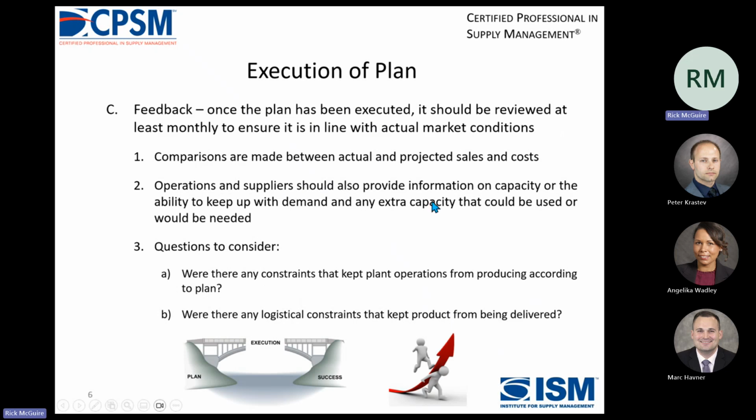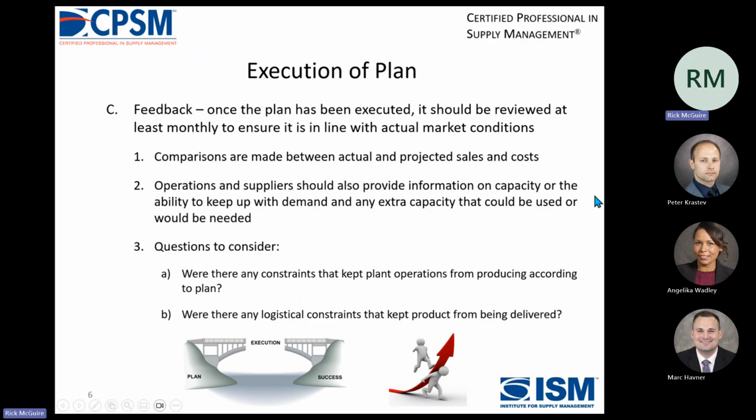Once the plan's been executed, it should be reviewed at least monthly to ensure it's in line with actual market conditions. Usually you'll put together an annual plan, but you want to review it monthly to make sure that your assumptions are still correct. Actual and projected sales and costs: how accurate is your forecast?